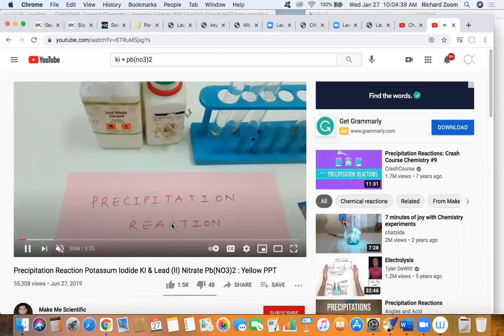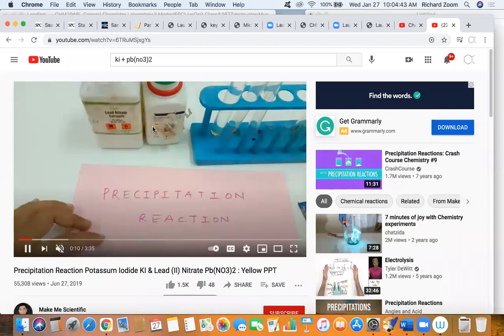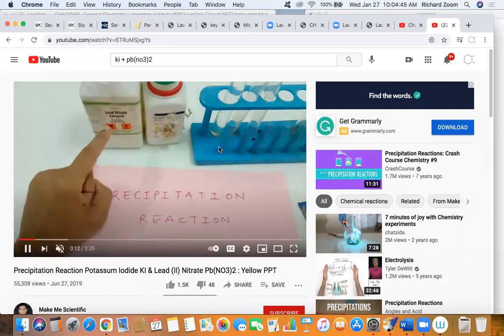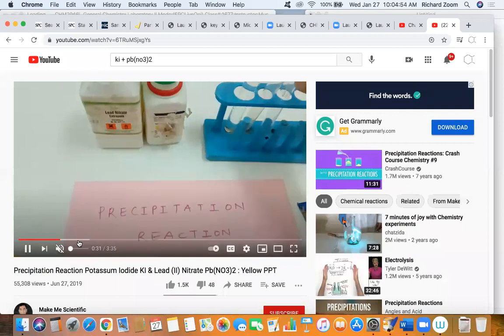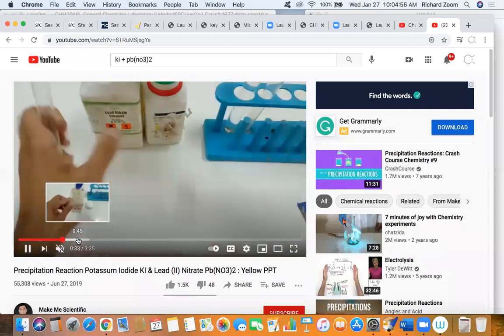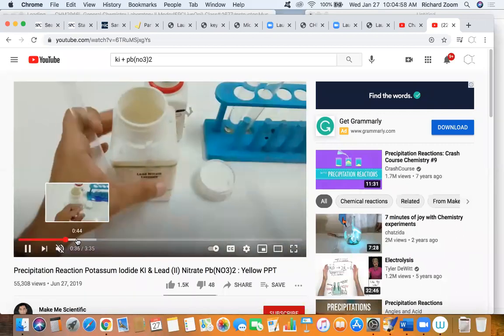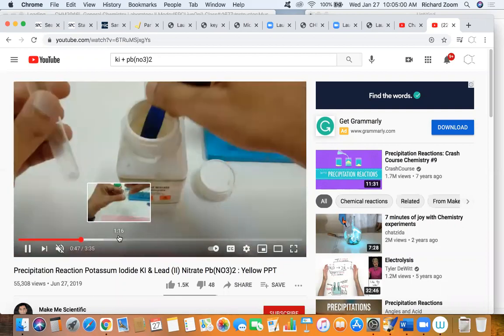All right, so what we're doing is we're taking potassium iodide and lead nitrate, and we're going to put them together. And it's actually lead(II) nitrate. And if you look at these solutions, let's have a look at them. There we go. You'll notice that they're both, well, they will be both clear colorless liquids.